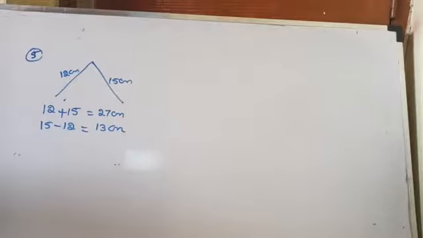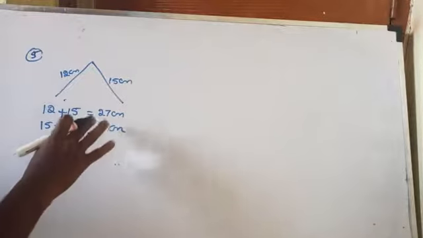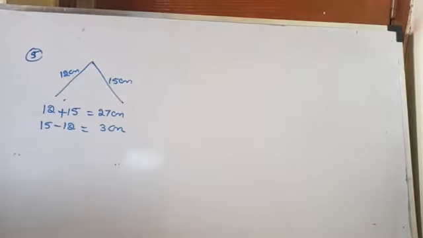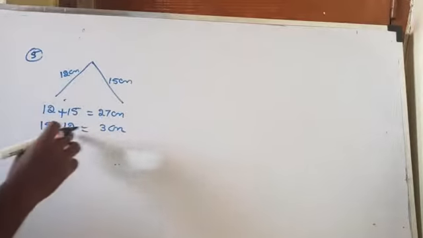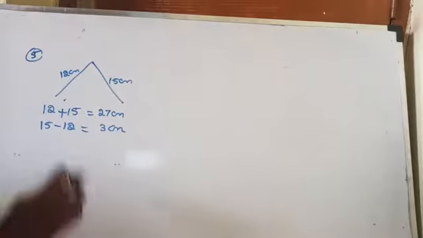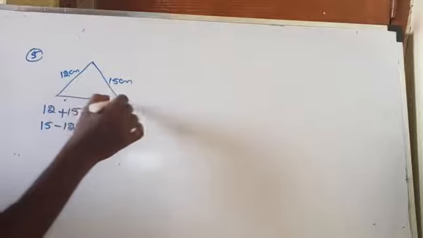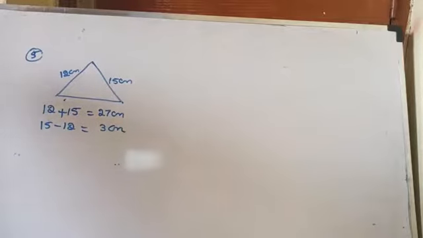Then for the other bound, 15 minus 12 is what? 3 centimeter. Sorry, I wrote 13 first. It should be 3. 15 minus 12 is 3 centimeter. Now the third side should not be less than 3.